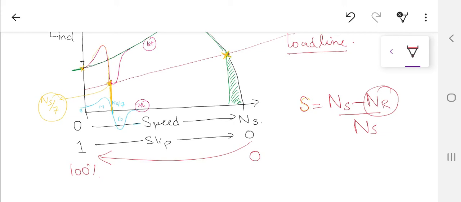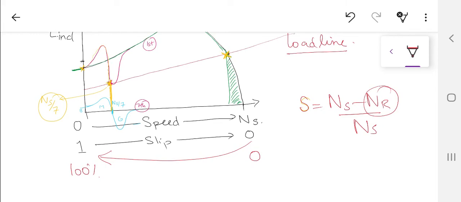Now, it has two problems over there. The first problem: we wanted a speed near ns, so our load is not turning at that much. Yes, it is being provided with the torque that was required, but it is not working at the designated speed we wanted it to run. So this is the first problem.